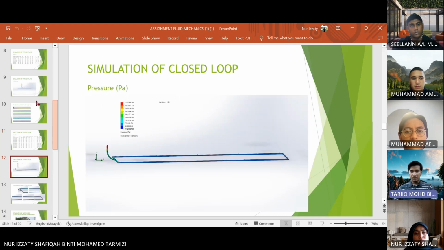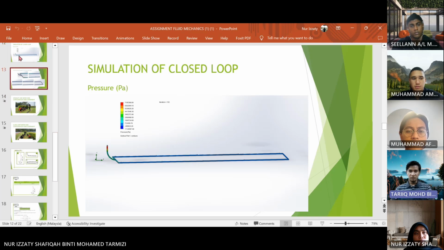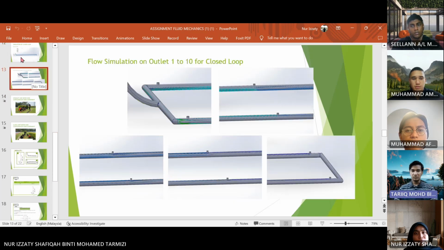This is the overall picture for the closed loop simulation, and this is the flow simulation on outlet 1 to 10 for closed loop. That's it.